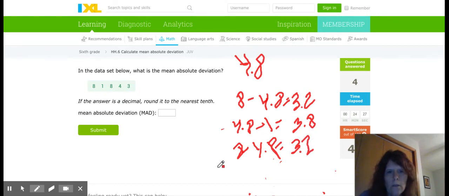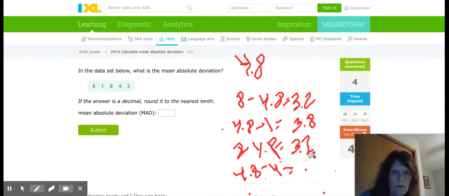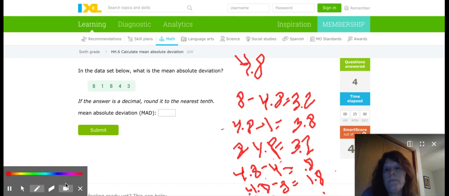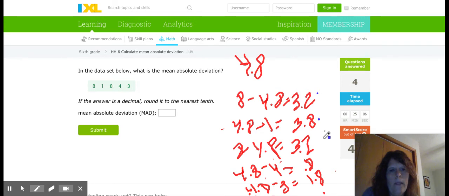Next one is 4. So 4.8 minus 4. That's pretty easy too. That's going to be 0.8. Ooh, running out of room. And then we have 3. 4.8 minus 3 equals 1.8. Okay, so we have our new data set. I'm going to do a different color. Our new data set is now 3.2, 3.8, 3.2, 0.8, 1.8.